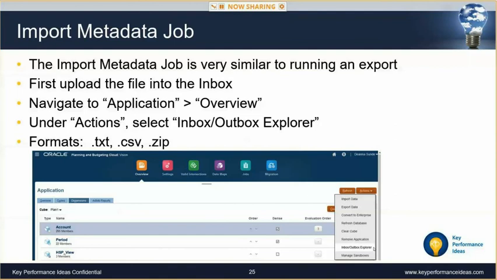To import metadata, that is very similar to running an export. First, we would upload the file to the inbox. You can navigate to Application Overview to do that. Under Actions, you would, again, select the Inbox, Outbox Explorer. The formats that you can use are either text or CSV or zip files to upload.